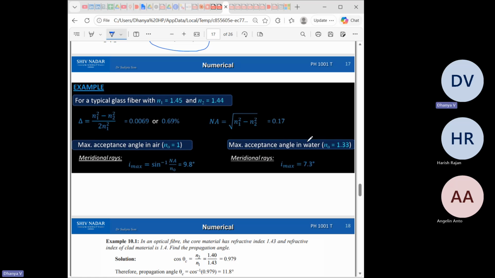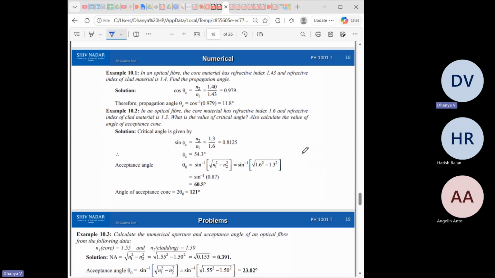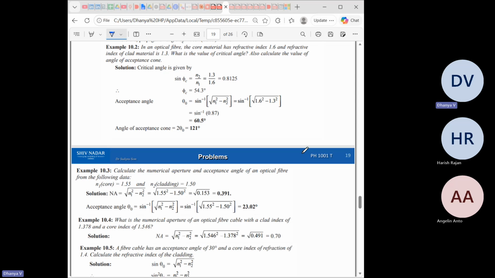Then your maximum angle in water. In water, your N naught is 1.33. And I think even in glass, I forgot, but I think it is 1.81. I'm not sure, but just know the refractive index for glass also. Same thing, if you substitute, you will get I max. And then there are more numericals on the same.